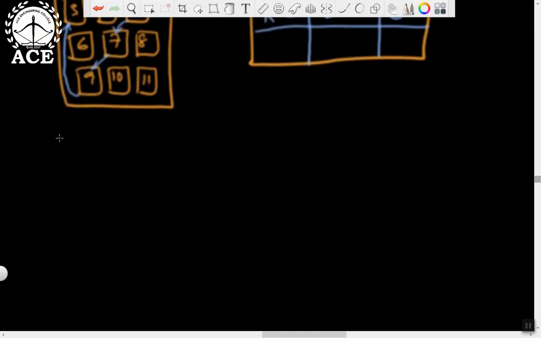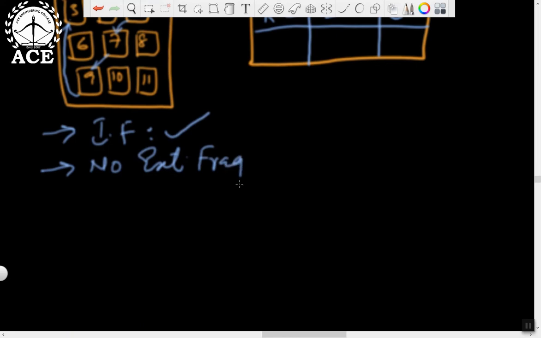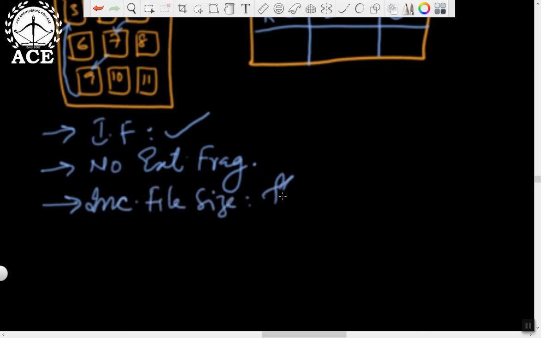All right. Then what are the performance issues with linked allocation? Number 1, I am writing in short, internal fragmentation is present. But here there is no external fragmentation. Why? Because any free block present anywhere can be utilized. Can we increase the existing file size? Yes, because it is non-contiguous. Wherever the file is, whichever block you want to allocate, you can allocate it through this link. So increasing file size is always flexible.